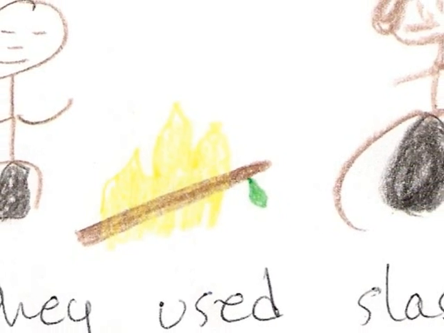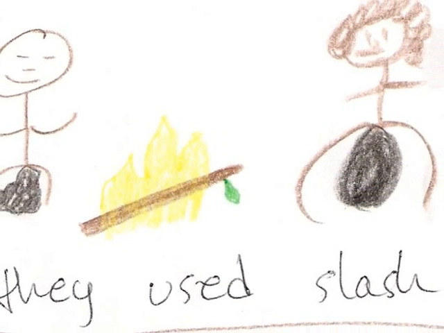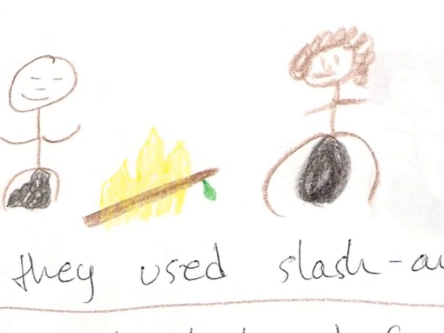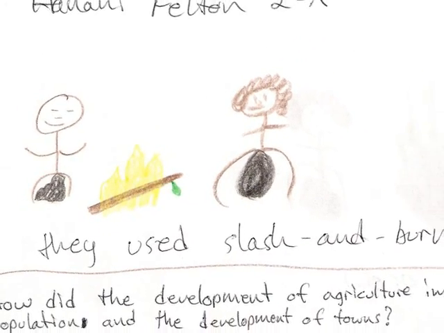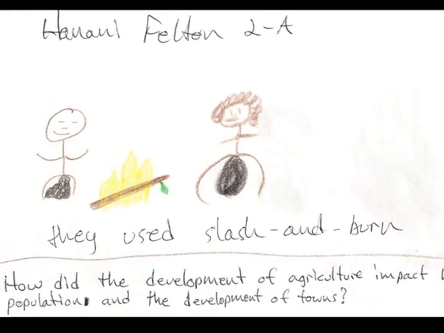A method of cutting brush and burning it to fertilize fields came into wide use. This is called slash and burn agriculture. Bountiful harvests began to transform Neolithic villages into early towns.